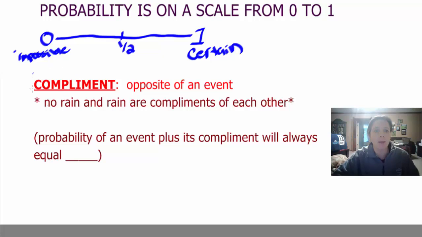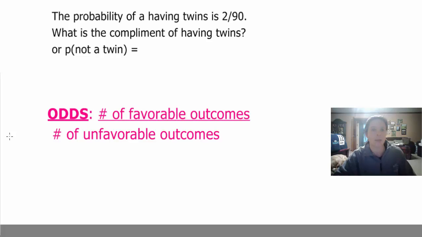So a complement is the opposite of an event. For example, no rain and rain are complements of each other. So the probability of an event plus its complement will always equal 1. If the probability of it raining is 1 out of 4, then the probability of it not raining would be 3 out of 4. If you add those together, it would equal 1. We'll do an example on the next page.